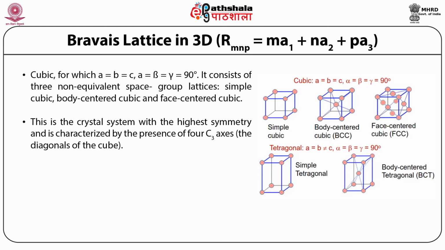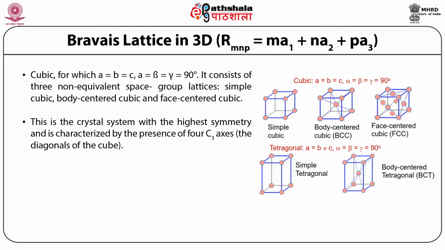5 are shown on this slide, and then we will go over to the next slide. So cubic, for which A is equal to B is equal to C, alpha is equal to beta is equal to gamma is equal to 90 degrees. So here all 3 axes and 3 angles are described, all 3 angles are equal and all 3 axes are equal. It consists of 3 non-equivalent lattices: simple cubic, body centered cubic and face centered cubic, and the geometry is shown on the right hand side.